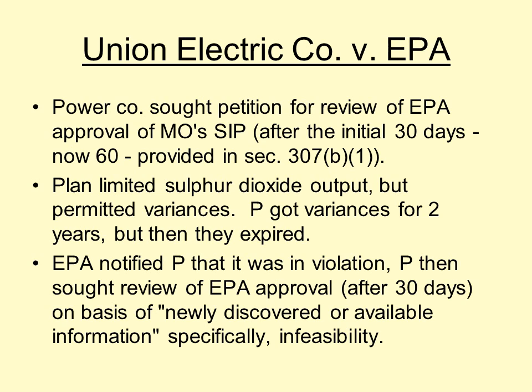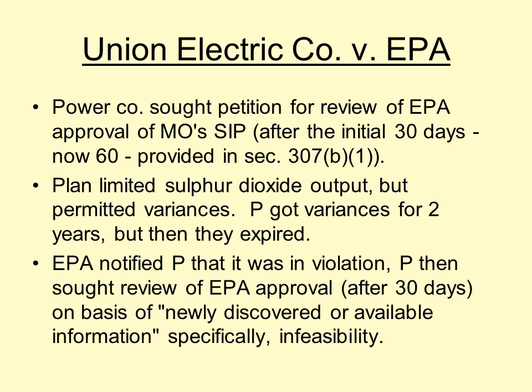Now, originally, there used to be a 30-day period where you could have it reviewed. That's been expanded to 60 days today. Section 307B1 of the Clean Air Act allows 60 days to appeal the EPA's approval of an SIP. It used to be 30 at the time this case was decided, now it's 60. The plan, the SIP, limited sulfur dioxide output.